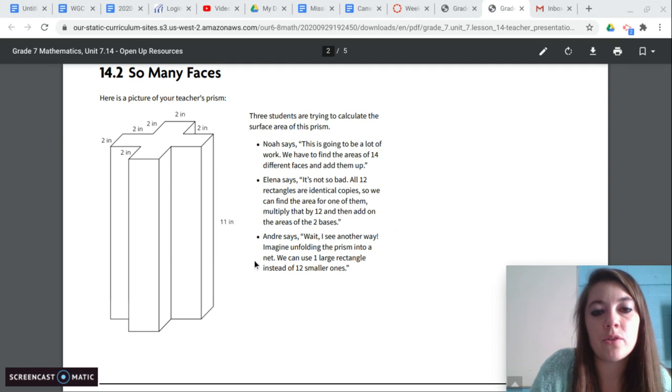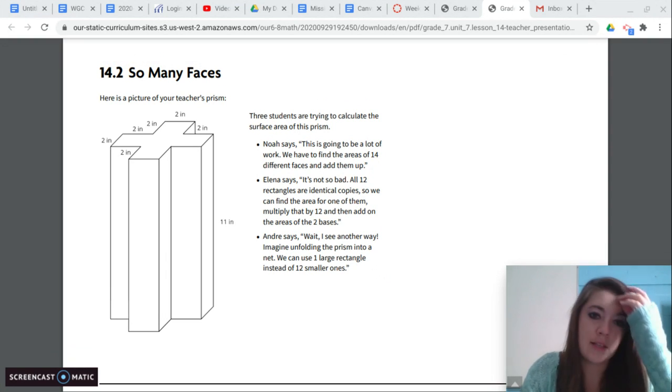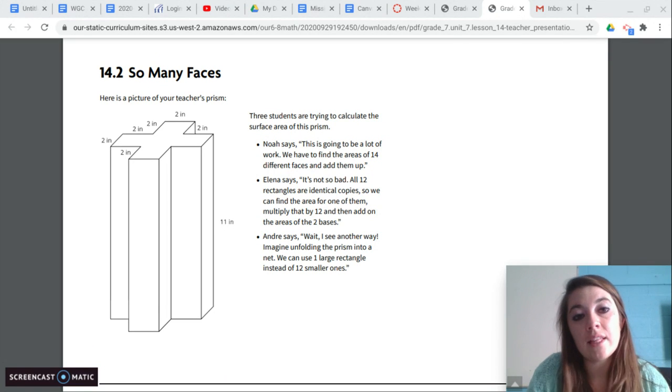Imagine unfolding the prism into a net. We can use one large rectangle instead of 12 smaller ones. So here are 3 different possible ways to find the surface area of this prism.